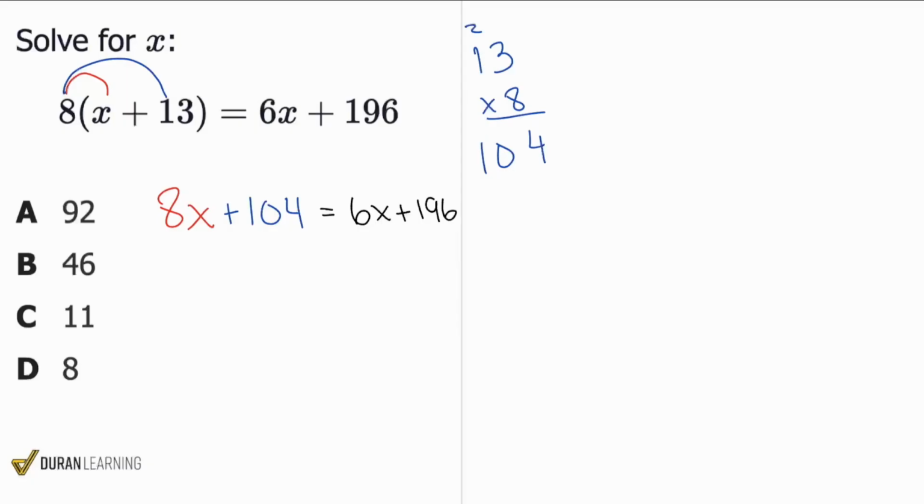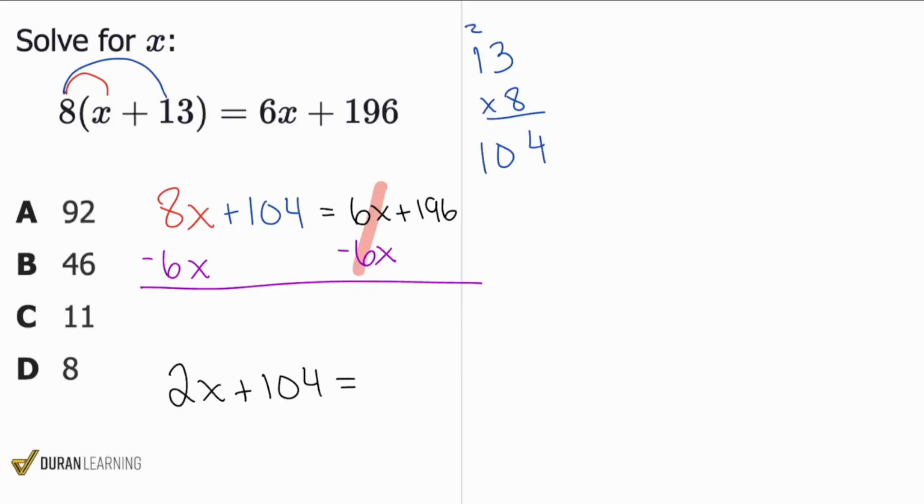So we can choose either direction. We can move the 8x to the right or 6x to the left, but I'm going to subtract the 6x because I want to keep things positive just in case we make a mistake with negatives. So I'll subtract 6x there and there to cover both sides. And once I do that, it cancels on the right, leaving me with 2x plus 104 equals 196. So from here, what we're going to continue with is just like we would with a regular old equation.